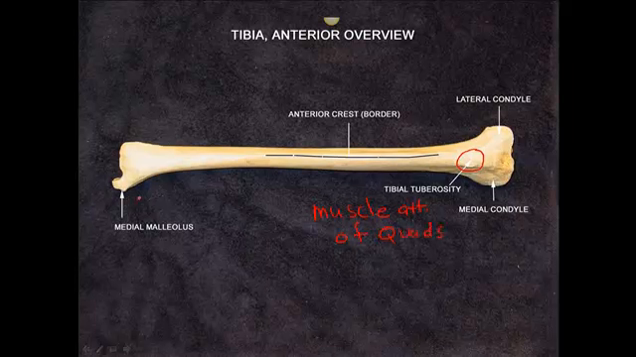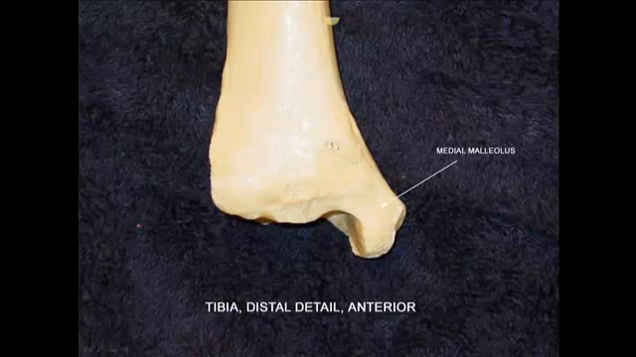This is the medial malleolus. What you think of as your ankle, the bone that sticks out on the inside and the outside of your ankle, this is the inside one. Medial malleolus.